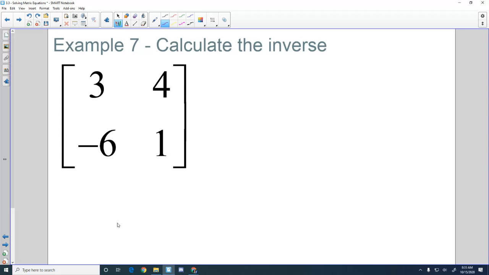So it's 1 over the determinant. And then you make that square matrix with those same 4 elements, but you just kind of tweak them a little bit.